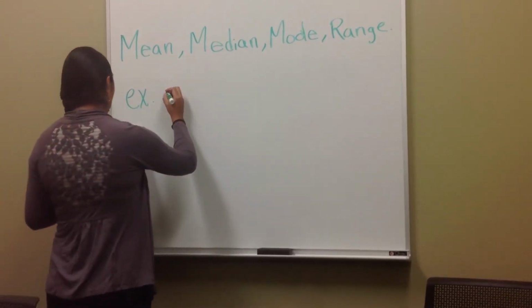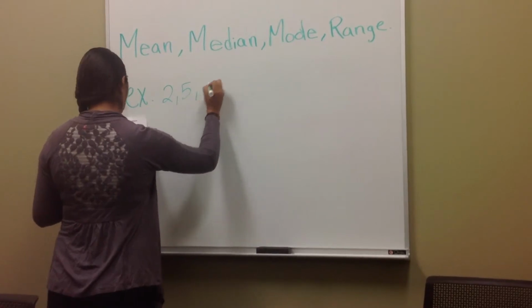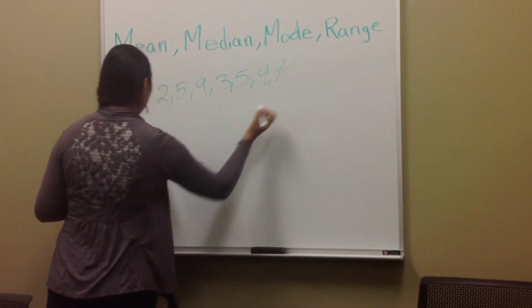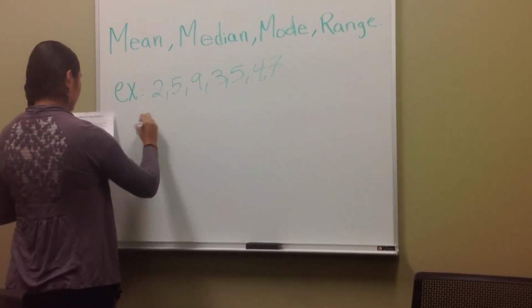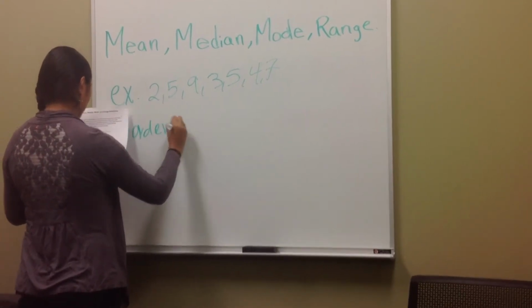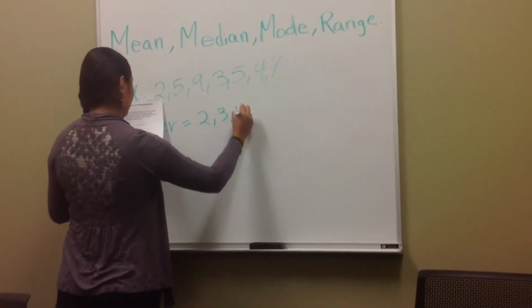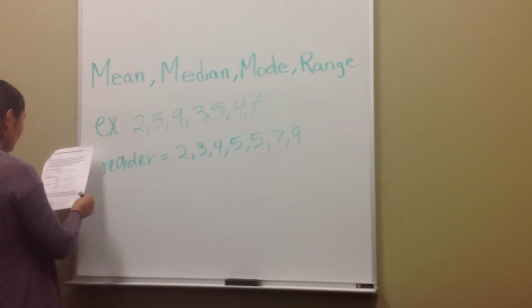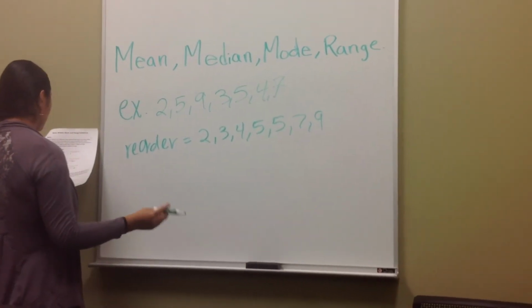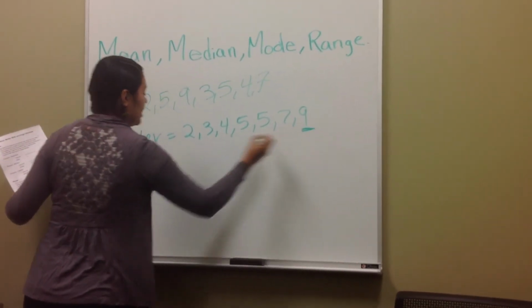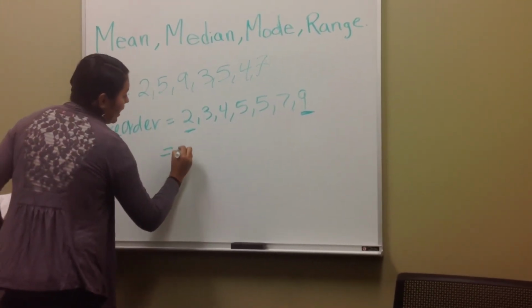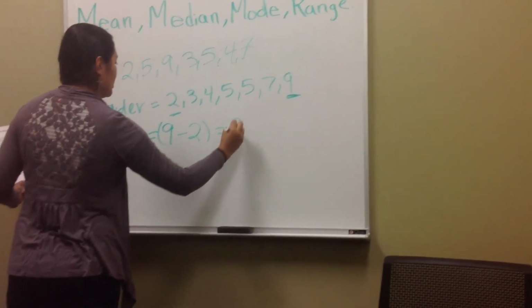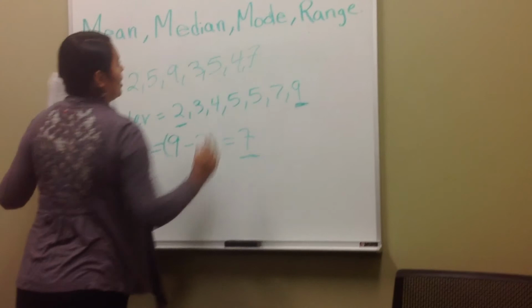Okay, we have to put it in order. The same numbers that I gave you from the beginning. We have to put it in order. 2, 3, 4, 5, 7, and 9. So since the range is the difference between the largest and the smallest number, we're going to write it as 9 minus 2 equals 7. And 7 is your range.